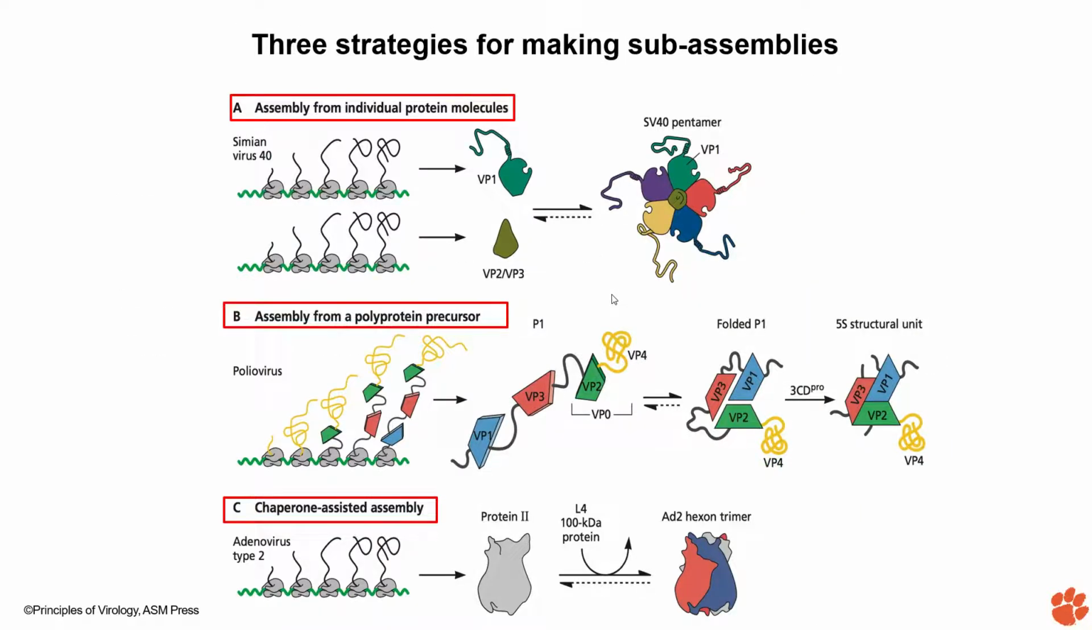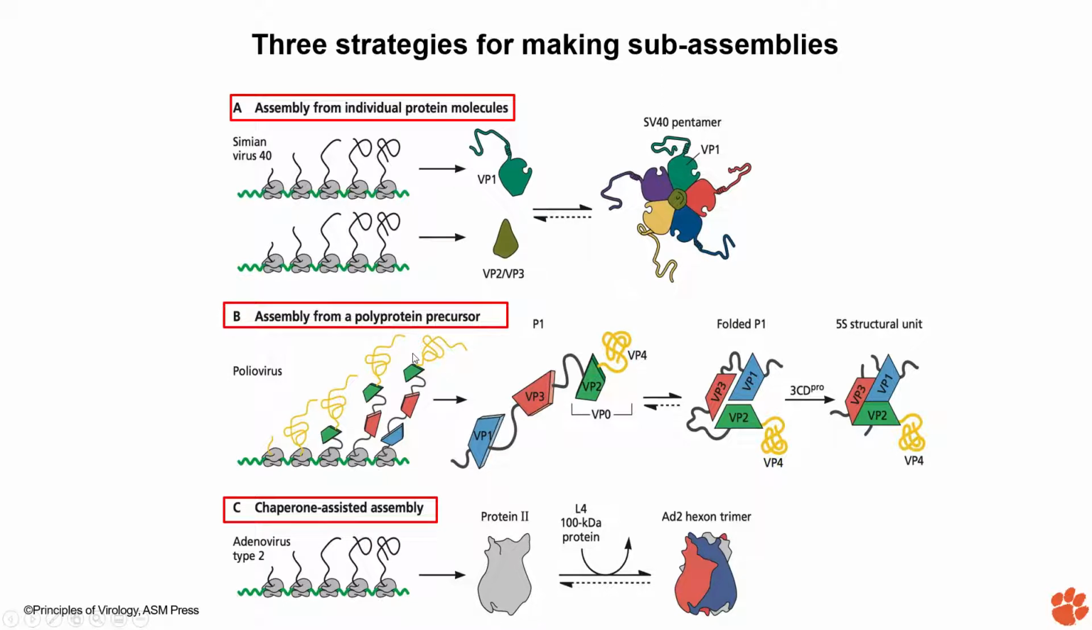So here we are looking at some of the sub-strategies for making the sub-assemblies. First, from individual protein molecules, VP1, you have a pentamer, and in the middle you have either VP2 or VP3. See that this structure happens to be more towards the forward reaction. This is a reversible structure, but the reverse is a little bit of a dotted line. When this structure is formed, it does have a forward mode of forming these structures.